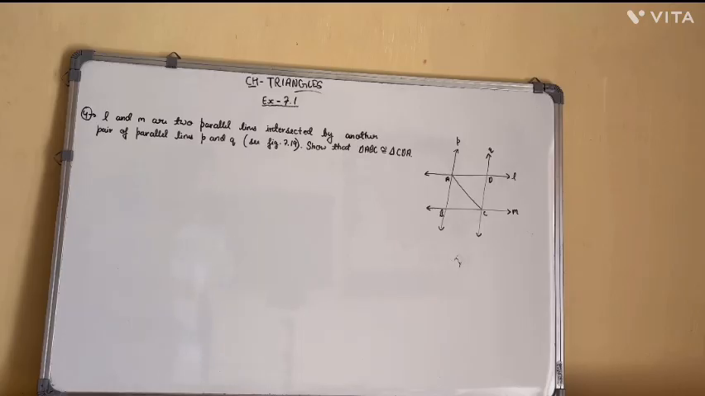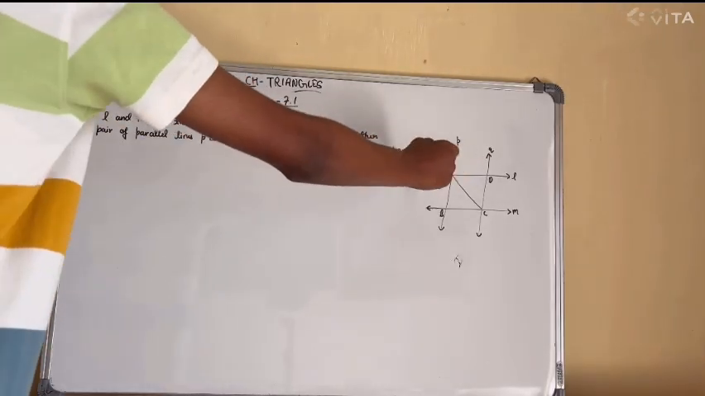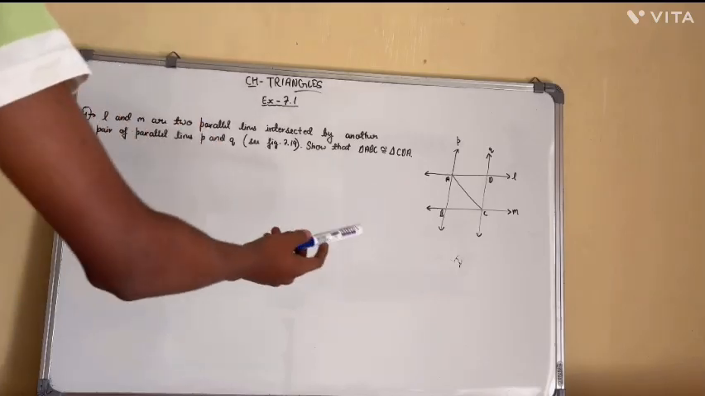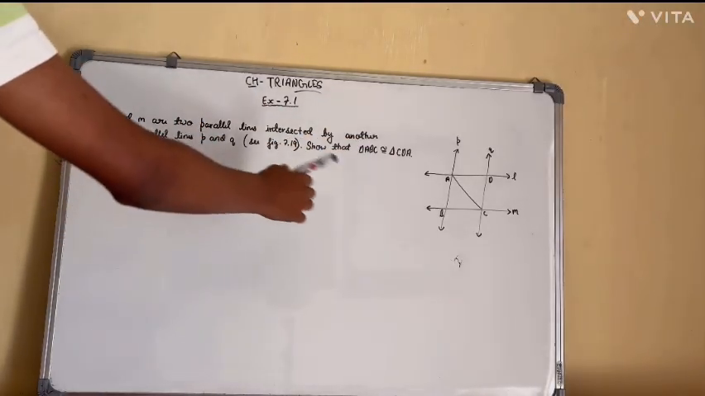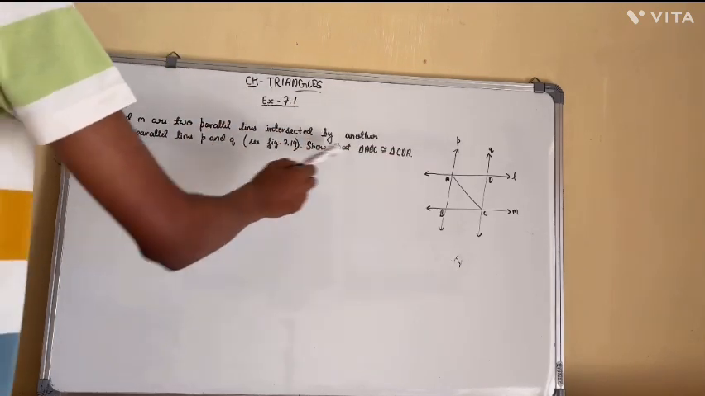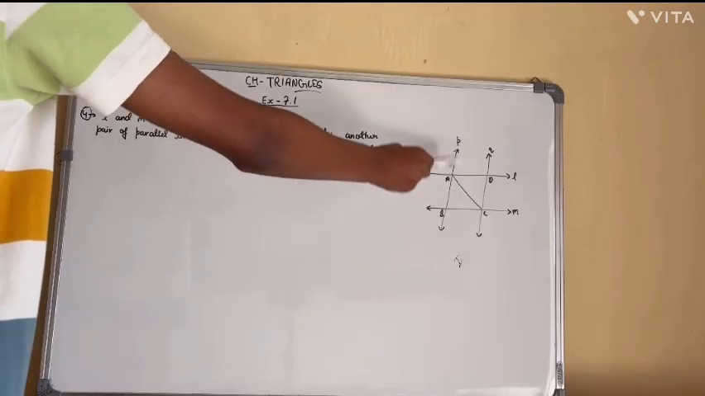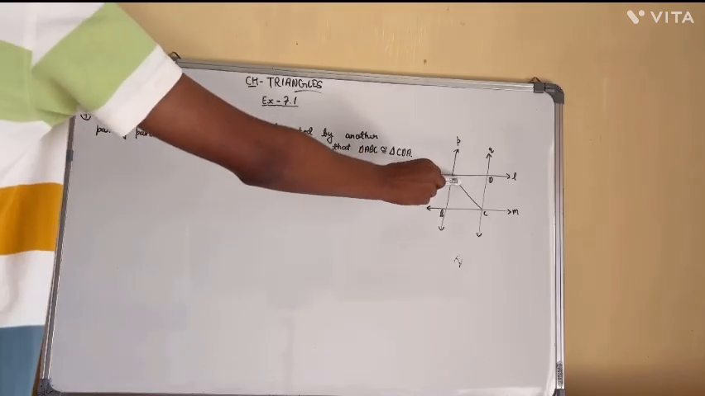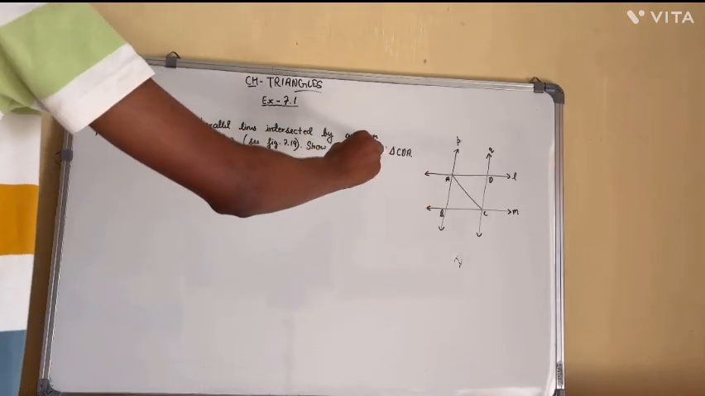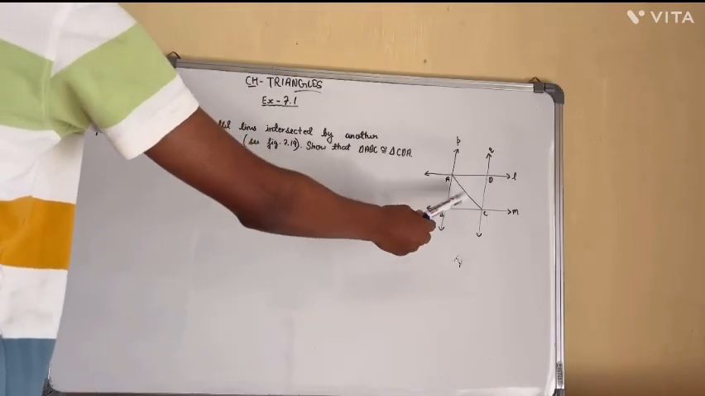So now we are going to do the fourth question. The fourth question is saying L and M are two parallel lines. Here this L line and this M line are parallel to each other, intersected by another pair of parallel lines, P and Q. It is given that P and Q are parallel and L and M are also parallel, and they intersect each other. Show that triangle ABC is congruent to triangle CDA. We have to prove these two triangles are congruent to each other.